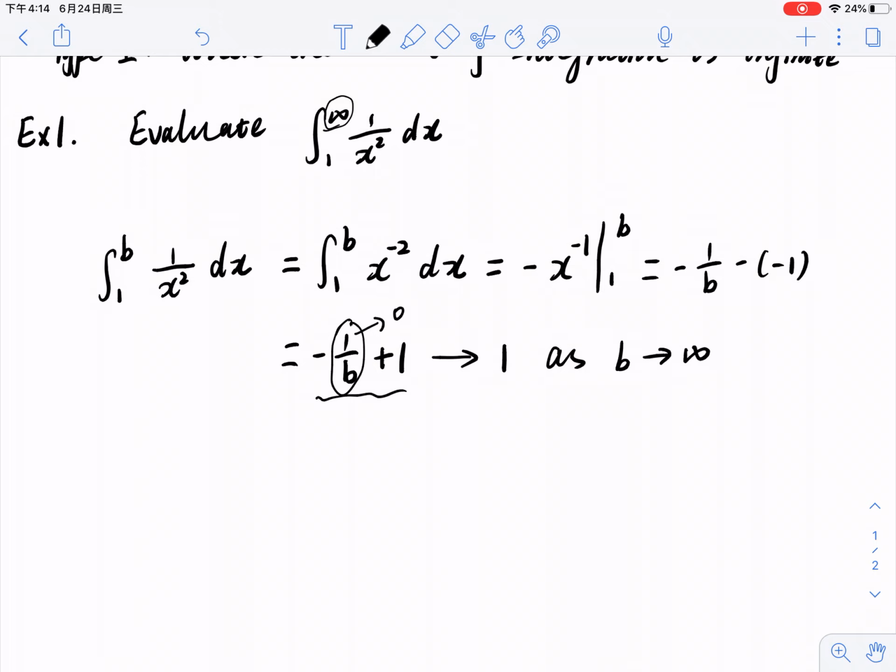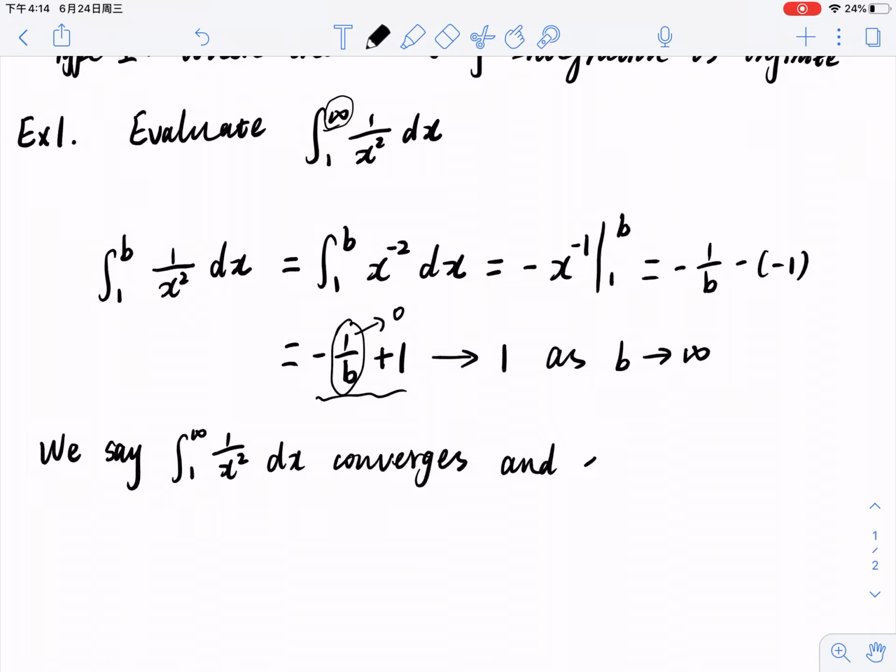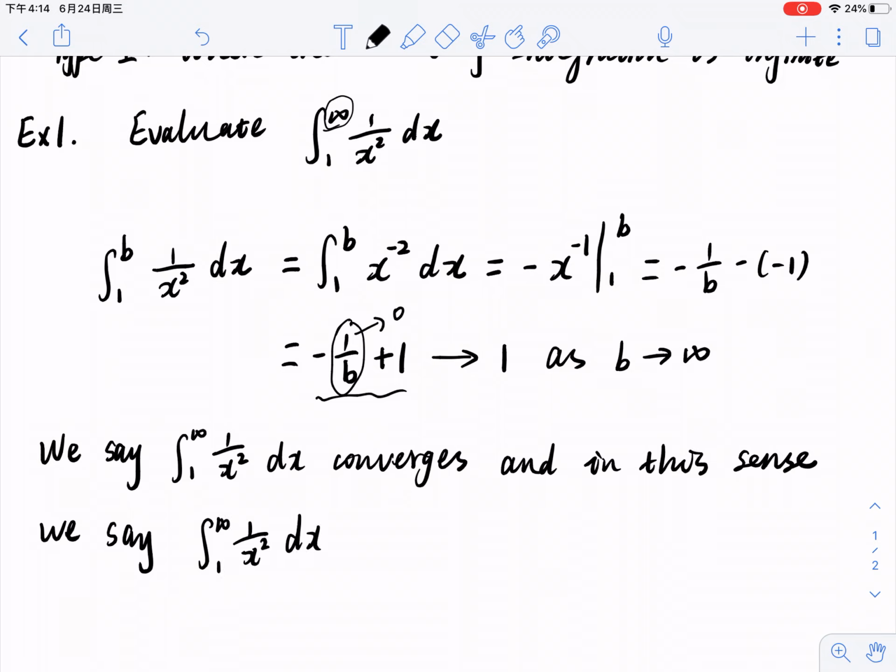Right? So now we see the integral of 1 over x squared from 1 to infinity dx converges. And in this sense, we say the integral of 1 over x squared from 1 to infinity dx is equal to 1.